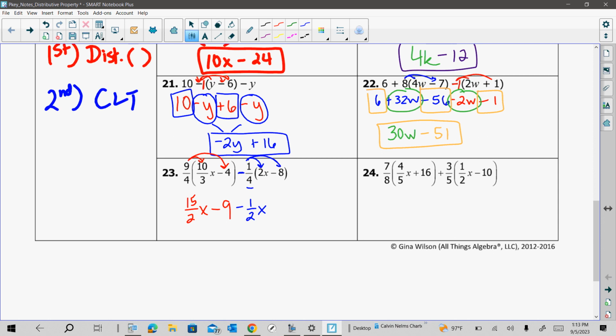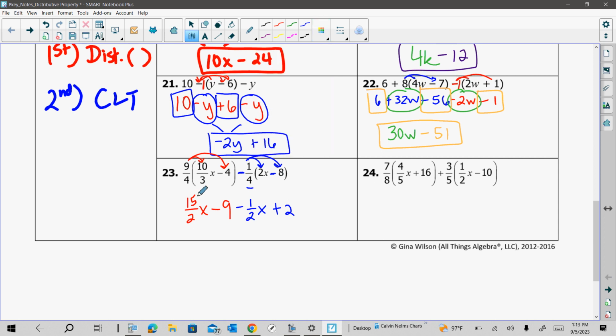Then do the negative 1/4 times a negative 8. This one should be positive 2, so plus 2. Does anyone see why it's positive? Because this is a negative and a negative. Okay. All right. Now we're going to combine like terms.